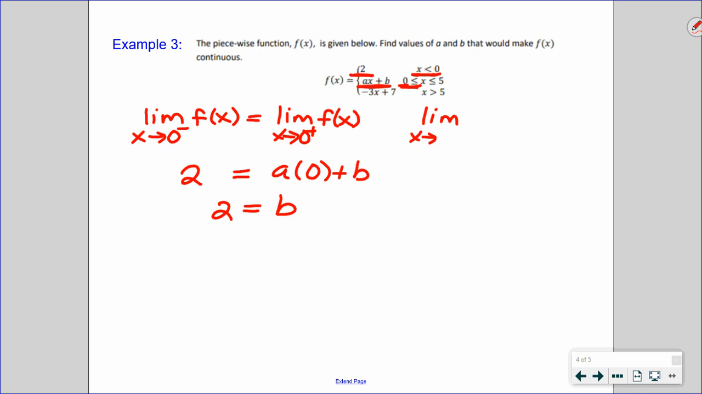We want to make sure that, in order for it to be continuous, the limit as x approaches 5 from the left of f of x equals the limit as x approaches 5 from the right. Okay, so again, if I'm evaluating my left-hand limit, x would be less than 5, so I would plug 5 into the ax plus b. So by plugging 5 for x, that's going to give me 5a plus b equals, okay, to evaluate the limit as x approaches 5 from the right, that means x is greater than 5, I'm going to plug into the negative 3x plus 7.